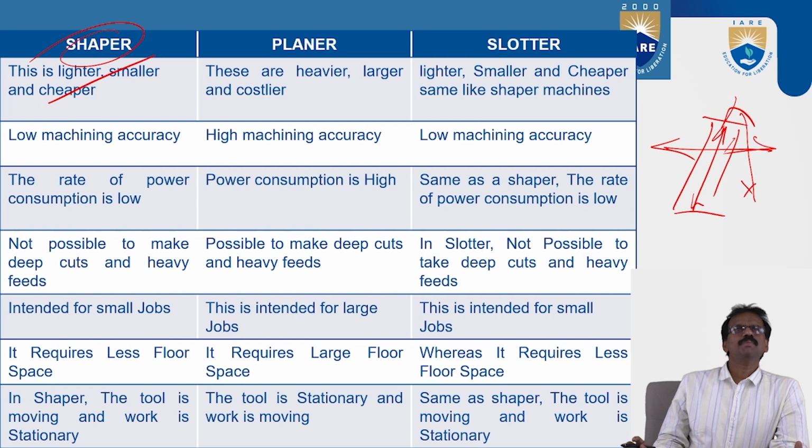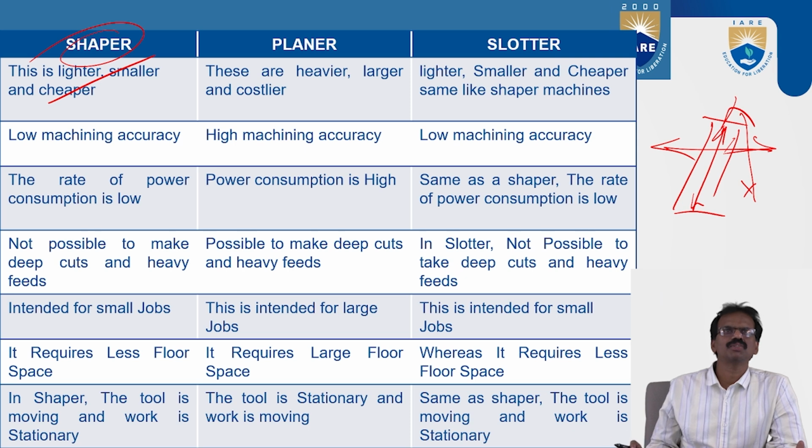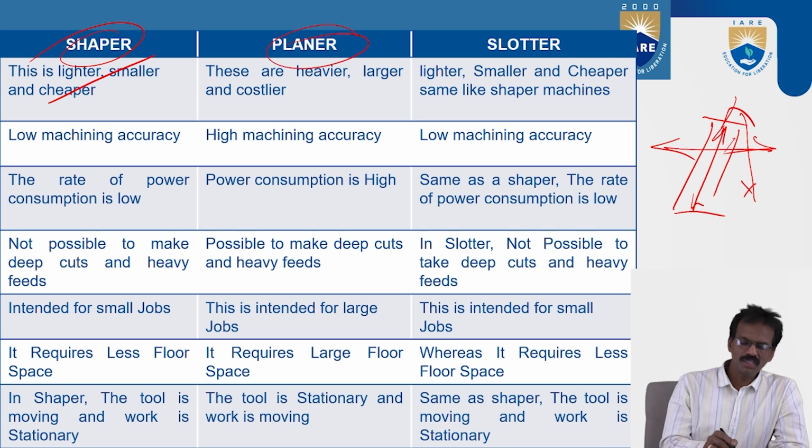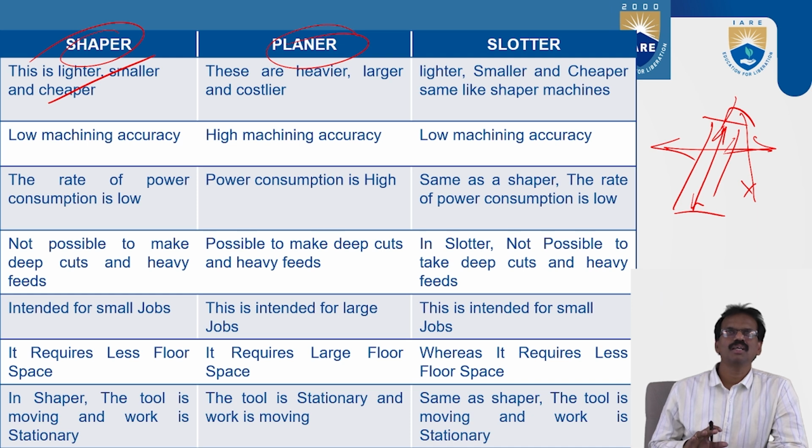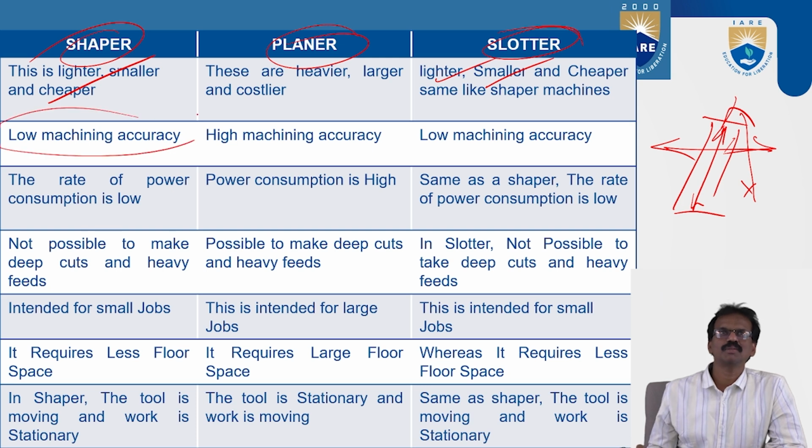Okay, so the shaping machine is very light, small, and very cheap compared to the planing and slotting machines, just nearly 3 to 4 lakhs. The planing machine is very accurate, heavier, larger, and also very costly. So we can perform different operations by the help of the planing machine. The slotting machine is also very similar to the shaping machine. It is lighter, smaller, and cheaper. Same like shaping machines.